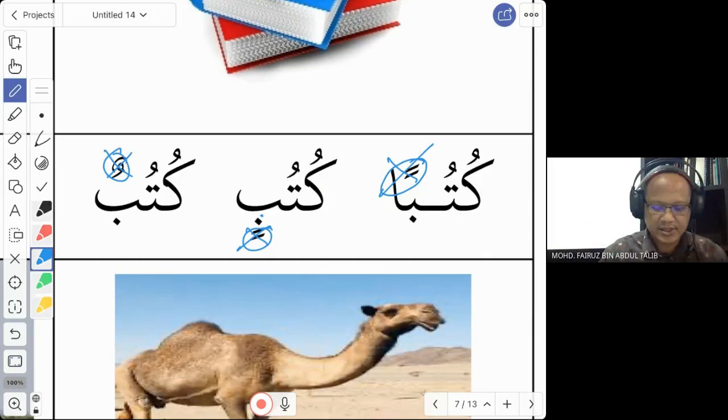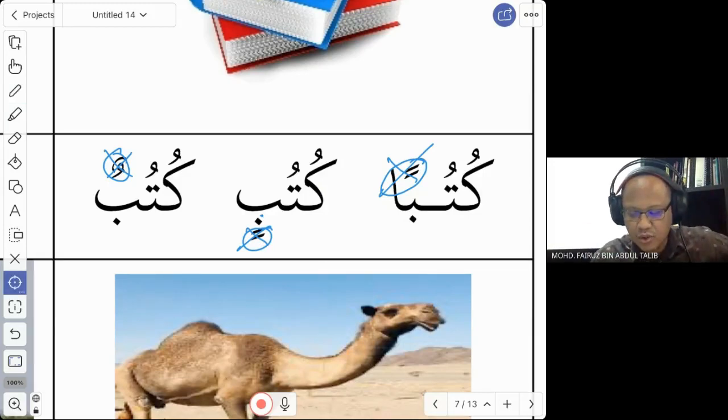Let us read the words again. Just now we read kutuban, kutubin, kutubun. This time, how do you read this without this part? Can anyone try this? Kutub. Good, Abdul Rahman. Yes, the first one is kutub.